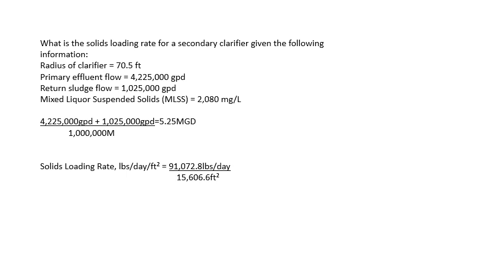So your top number was 91,072.8 pounds per day, and your bottom number was 15,606.6 square feet. So you're going to divide the 91,072.8 by the 15,606.6, and your answer is 5.84 pounds per day per square foot.